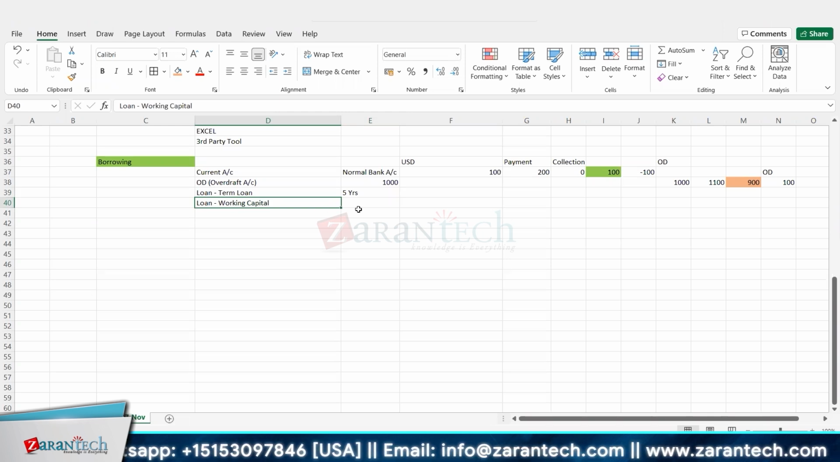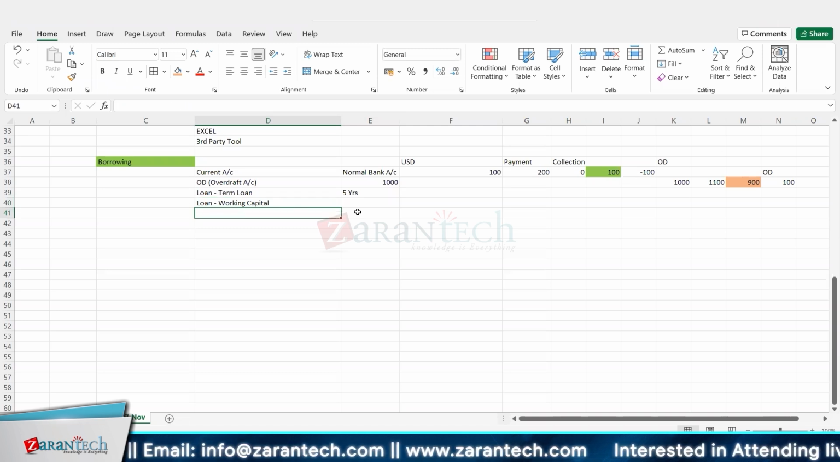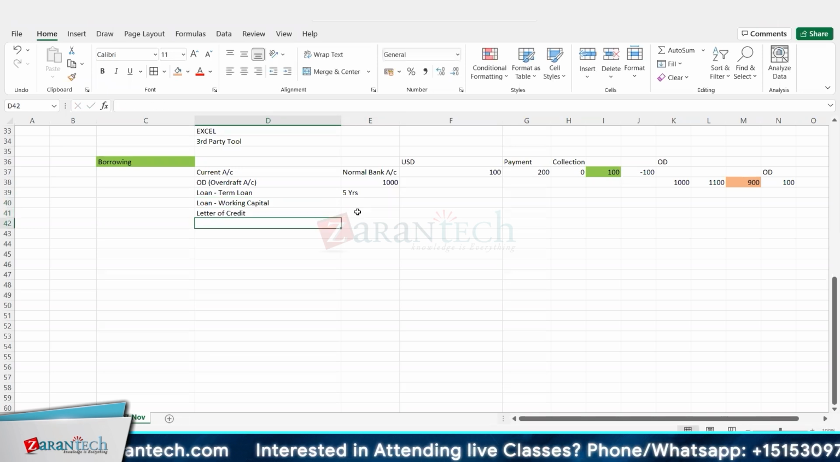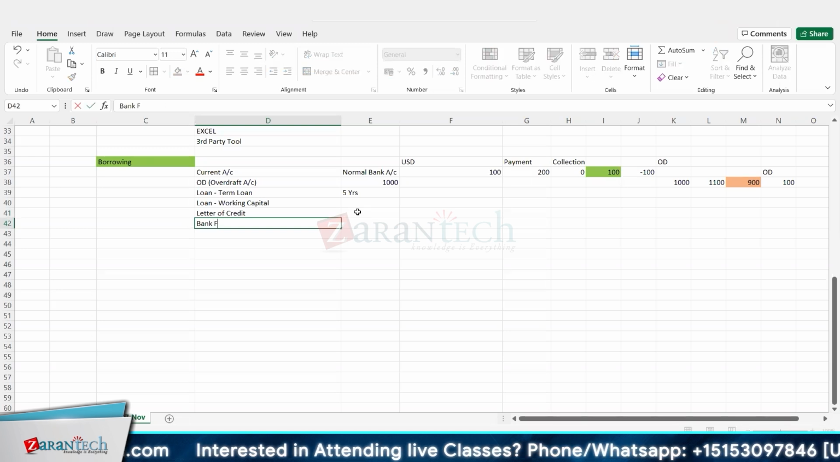Then you have working capital loan, where your installments will keep on going the way it does when you take a personal loan or housing loan. And then another type of banking facility is the letter of credit, because normally what happens, you need a letter of credit or bank guarantee.